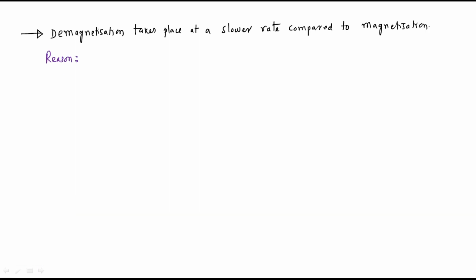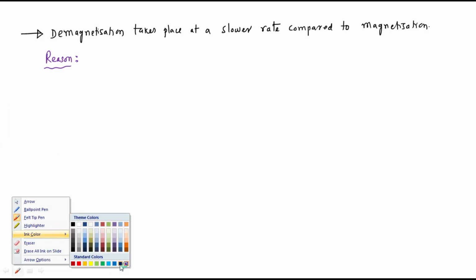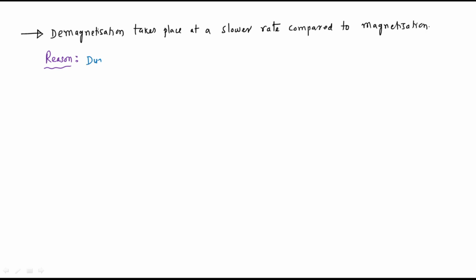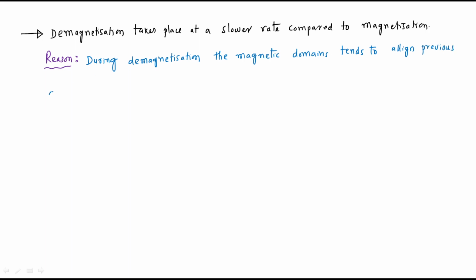This is a very important reason. During demagnetization, the magnetic dipoles or domains tend to align in the previous direction. So during demagnetization, the magnetic domains present in the magnetic material tend to align in the previous direction. So obviously the rate of change is very slow compared to magnetization.